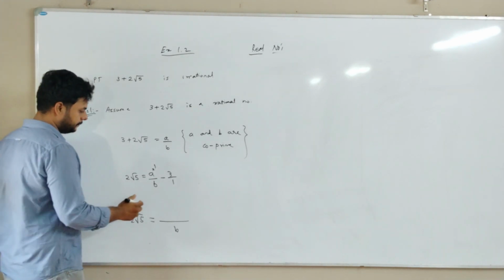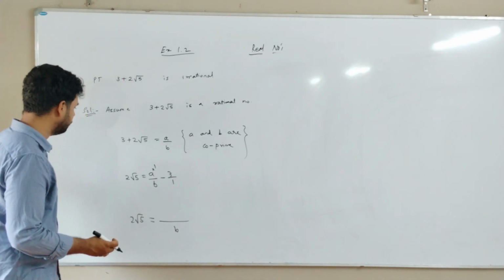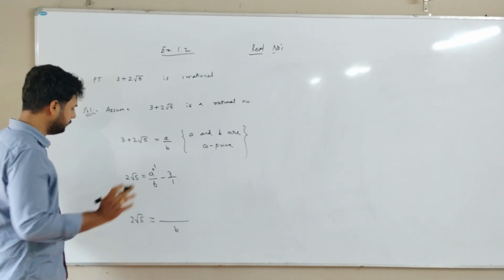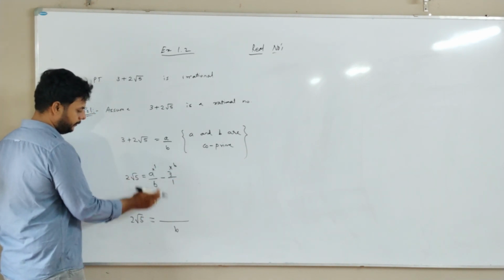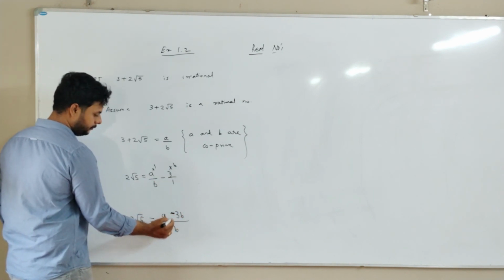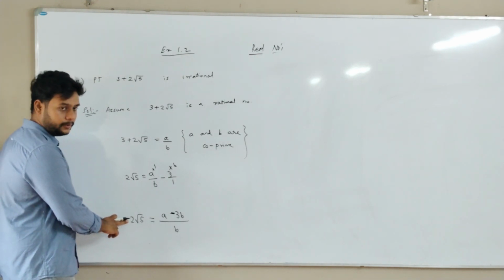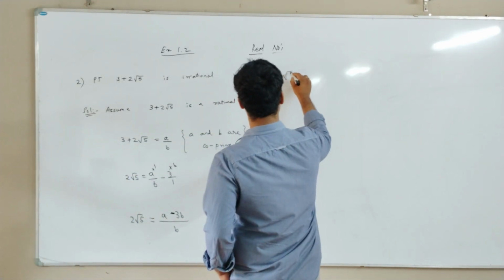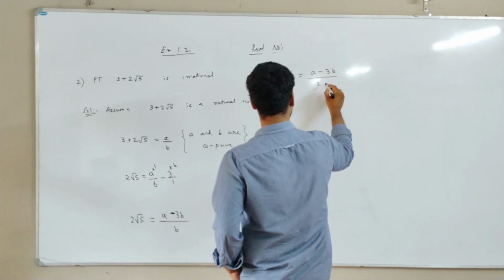Correct. 3 into b is 3b. So b into 1 is b, a into 1 is a, minus 3b, by b. Now 2 is also here. I don't want this 2 also. I just want root 5 here. So 2 also I will send. So root 5 is equal to a minus 3b whole divided by 2b.